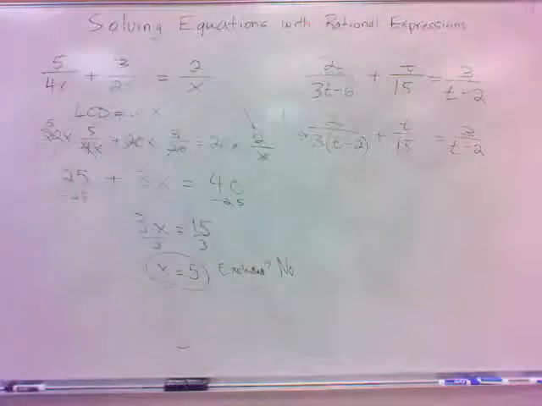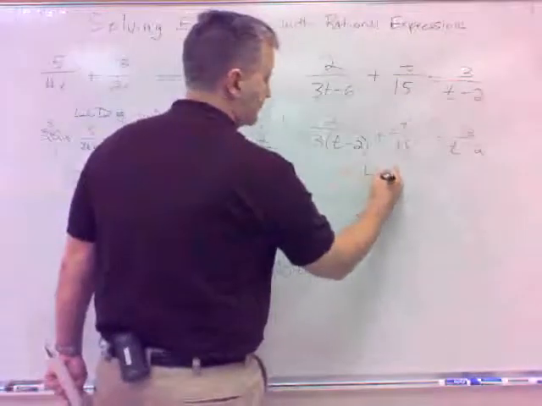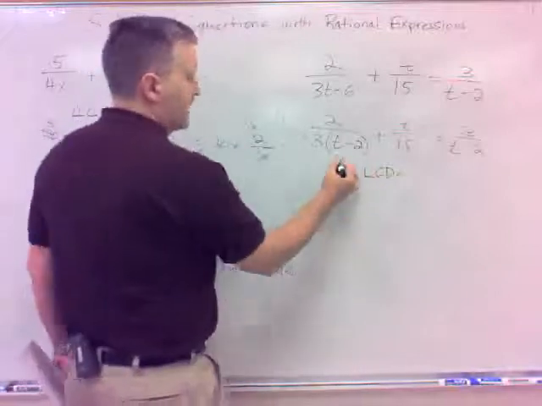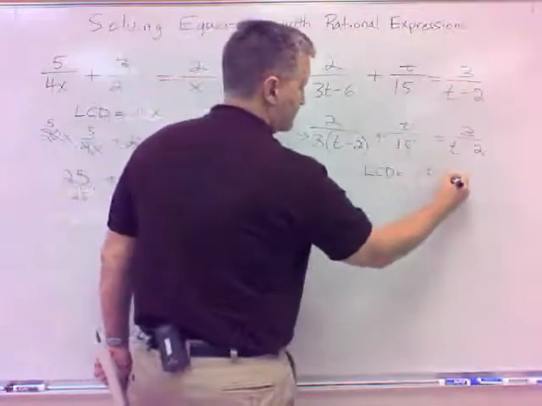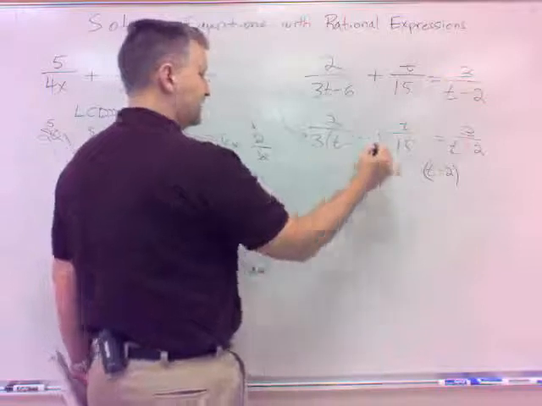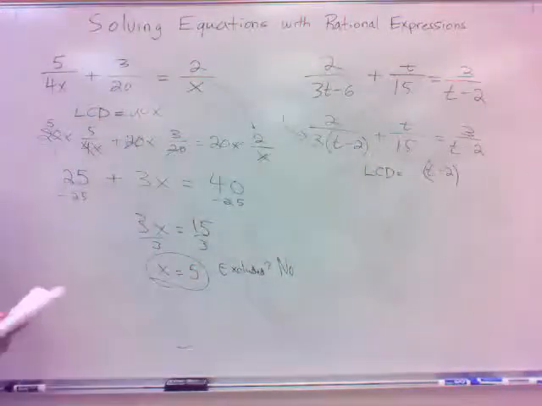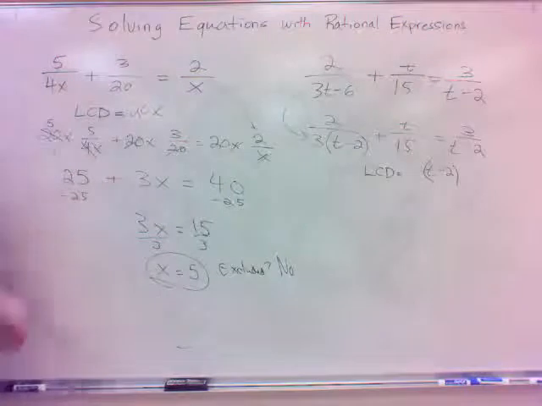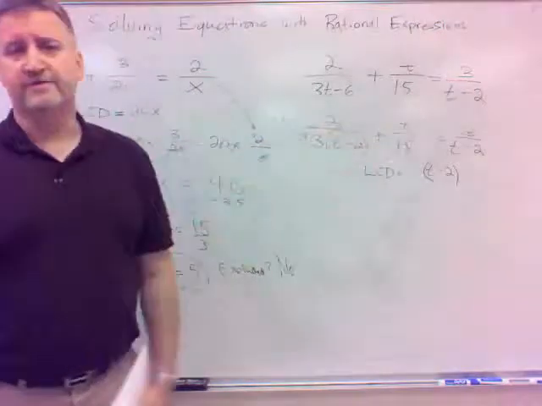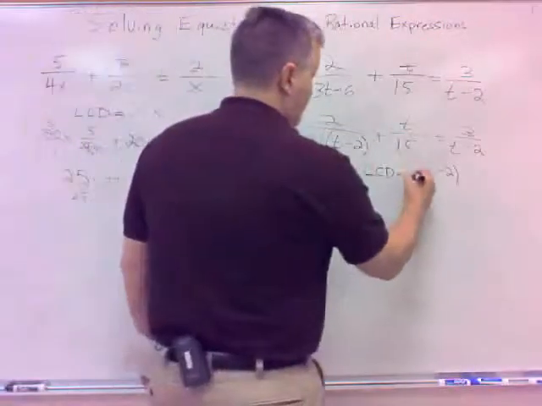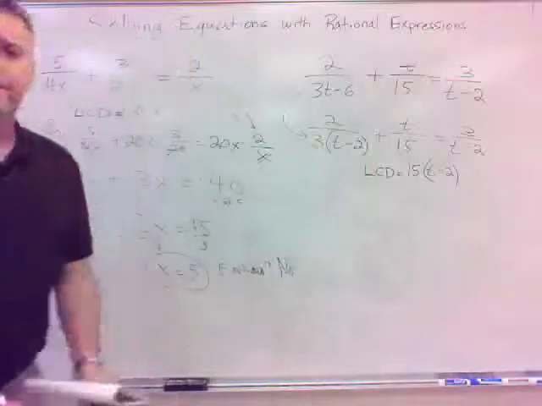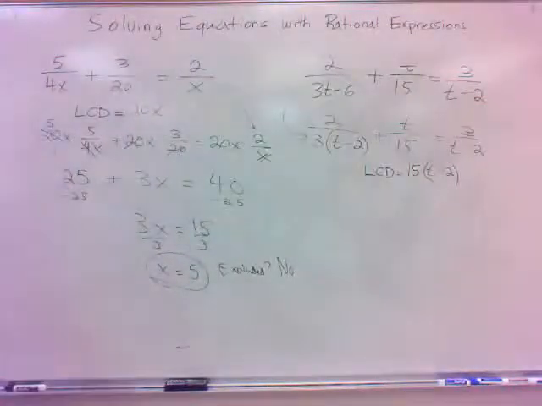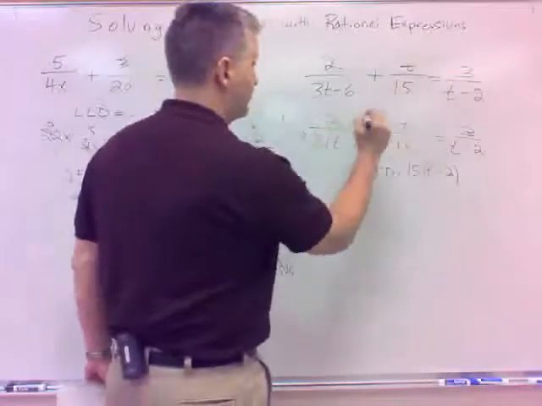All right. Now we go to LCD. LCD-wise, I've got a t minus 2 factor, so I need it. And then, like on the previous one, I've just got some regular numbers. I've got 3, I've got 15, so I need a common multiple of those. Just so happens 15 is a multiple of 3, so I can use 15. 15 times t minus 2 is going to be my LCD. Take that and multiply it by all 3 parts.